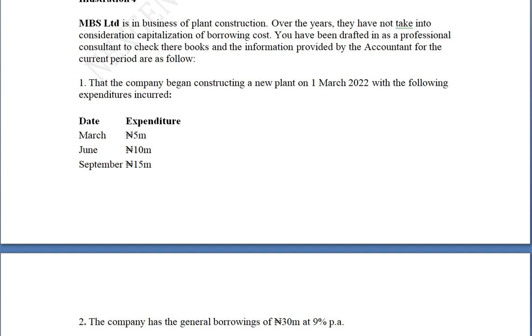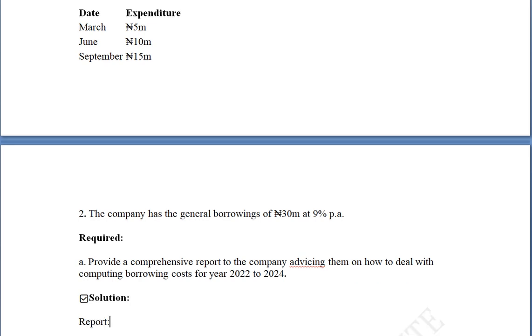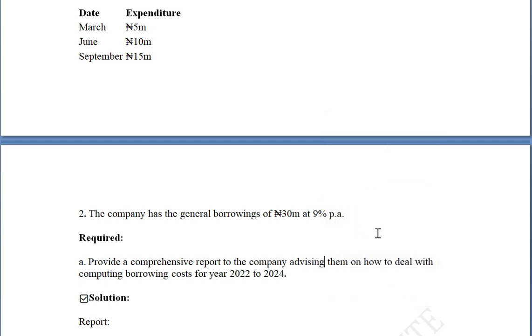But for this question, let's focus on what they are asking us. They give us the expenditure numbers. They said the company has a general borrowing of 30 million at 9% per annum. Required: provide a comprehensive report to the company advising them on how to deal with competing borrowing costs for the years 2022, 2023 to 2024.